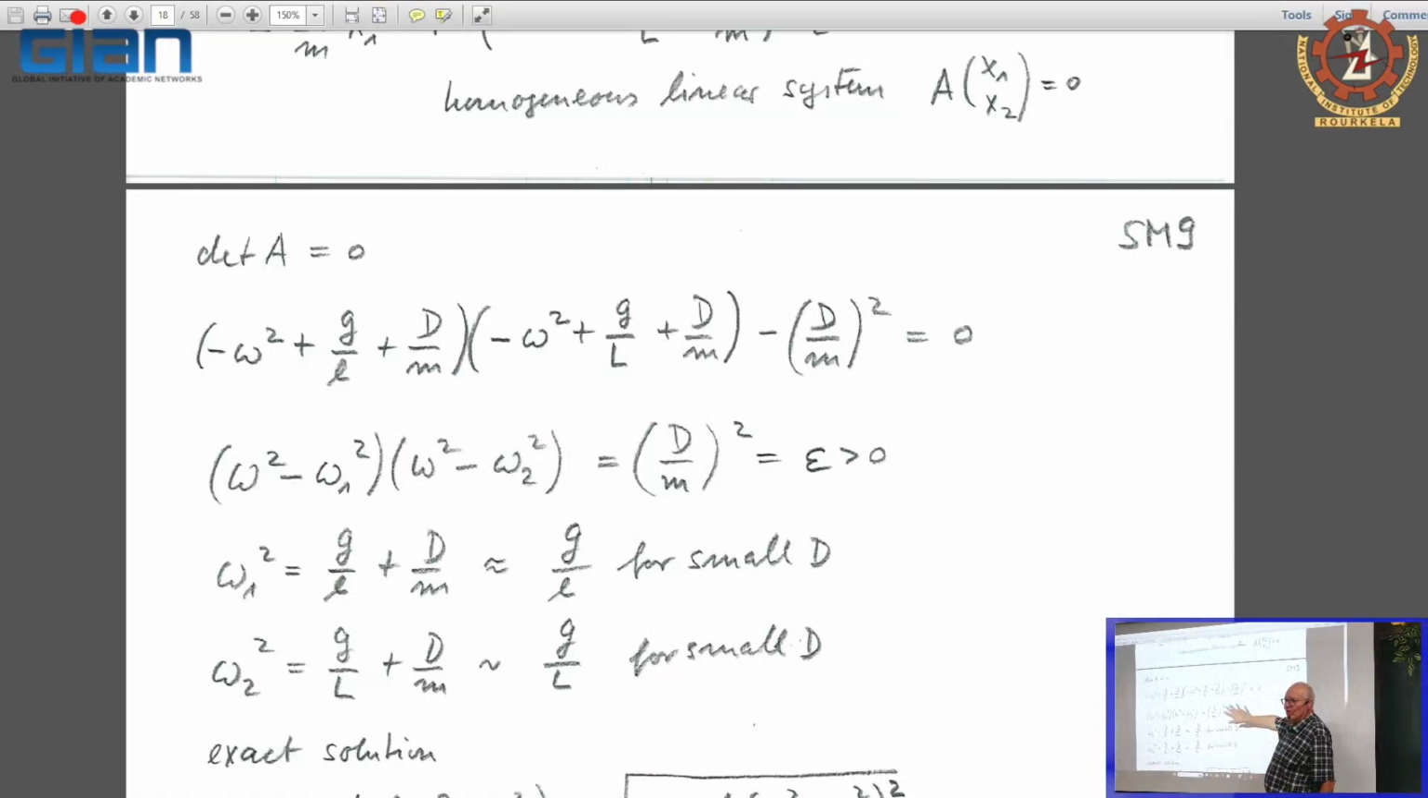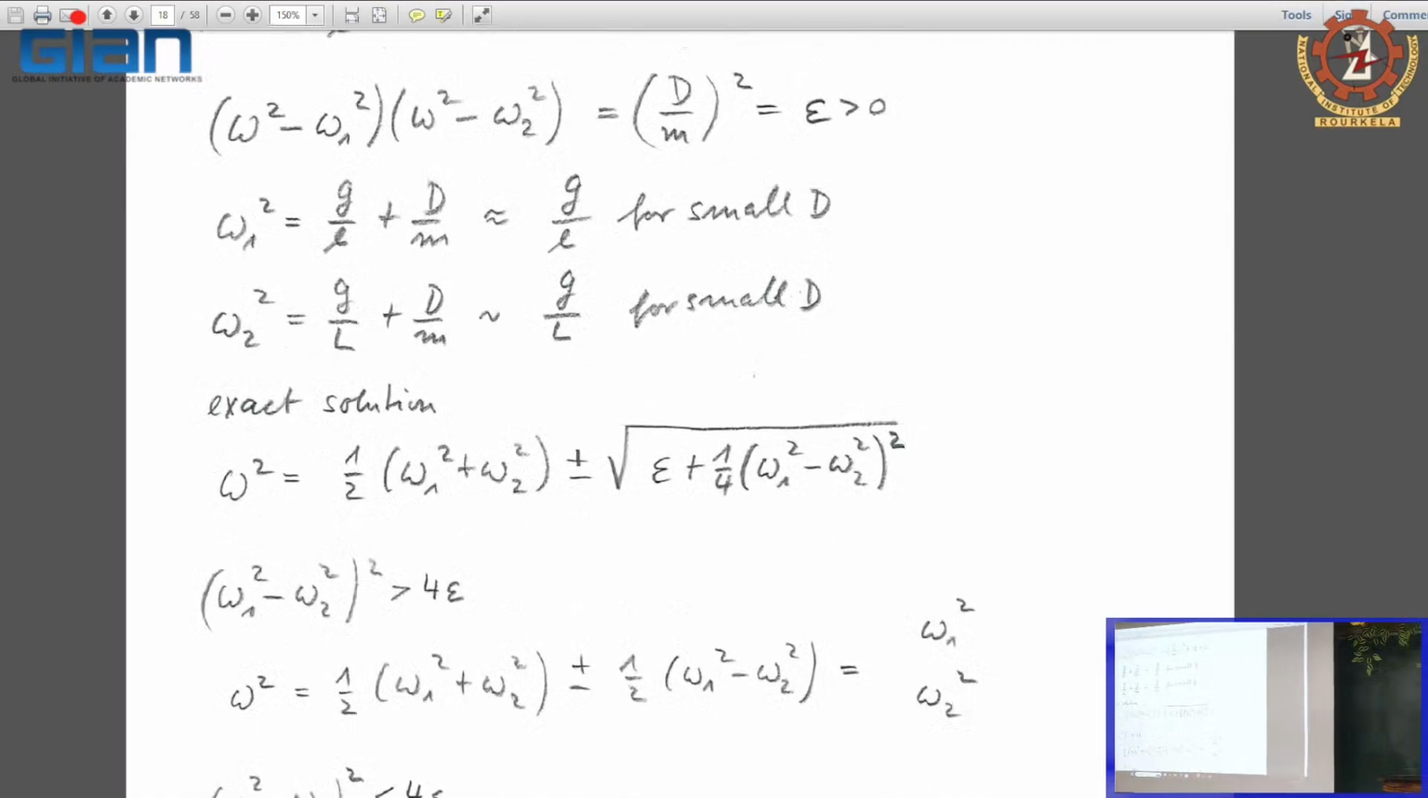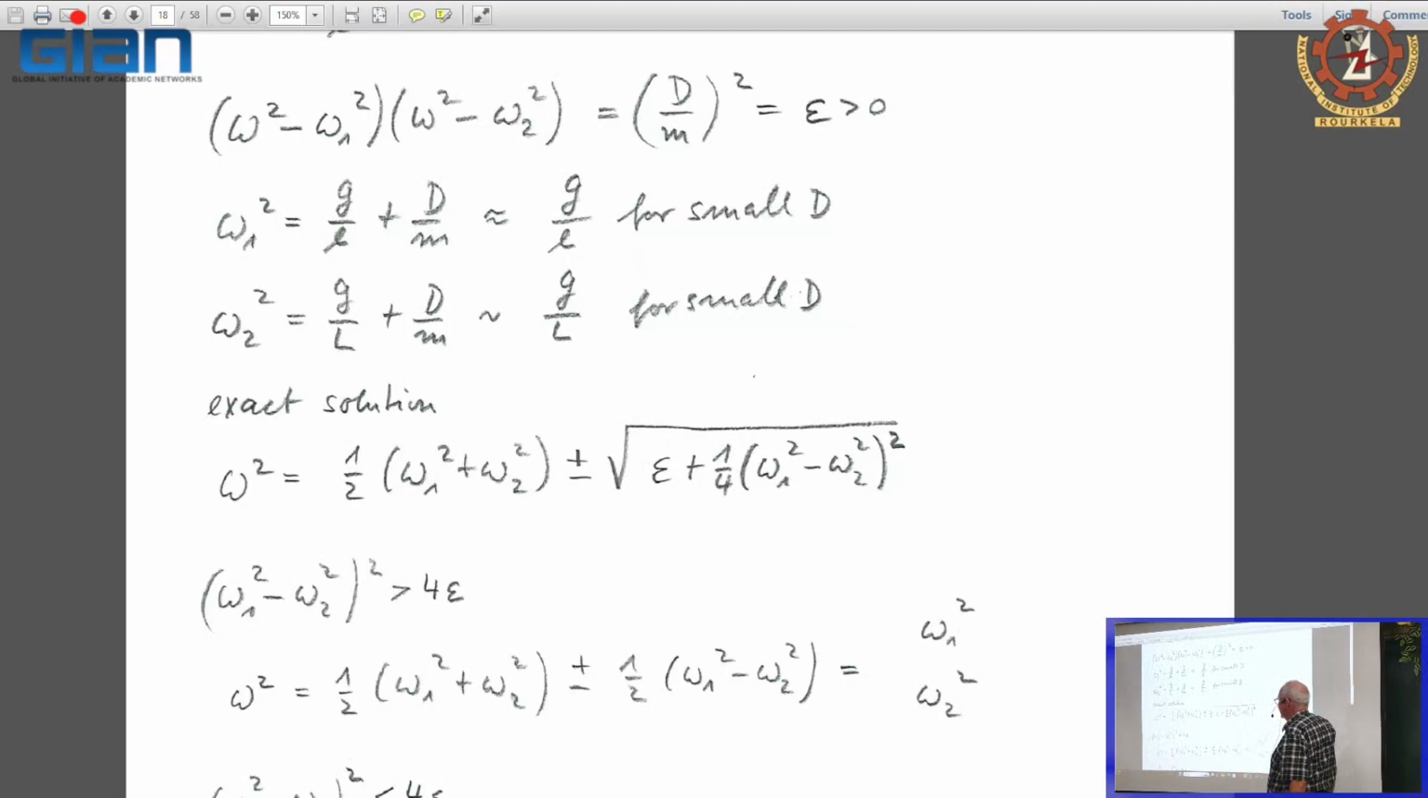So if epsilon is small, or the coupling is small, or in other words, the spring is weak, then we have two independent frequencies, omega 1 and omega 2, determined by the vanishing of the first bracket and the second bracket, respectively. We can also write down an exact solution, because this is a quadratic equation for the omega squareds, and we can write down the exact solution in that case. So the exact solution is given by this, the solution of the quadratic equation.